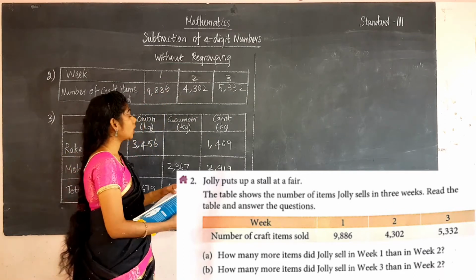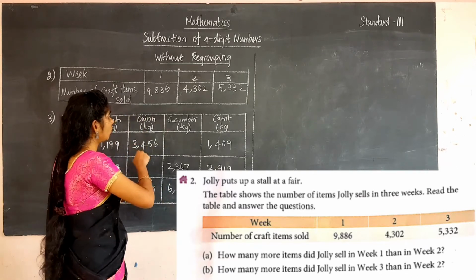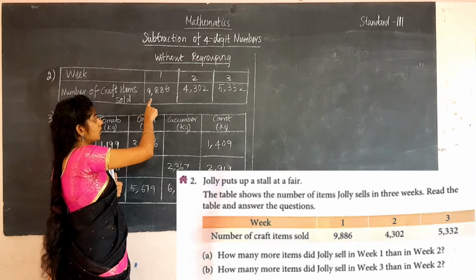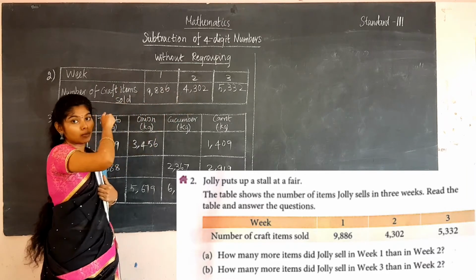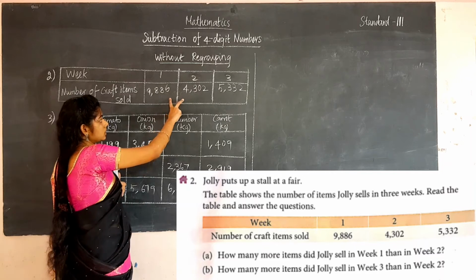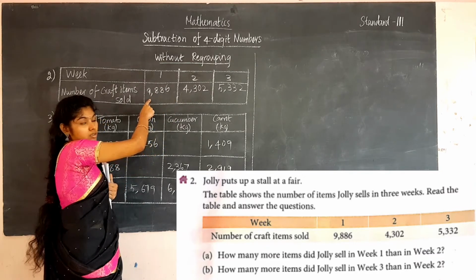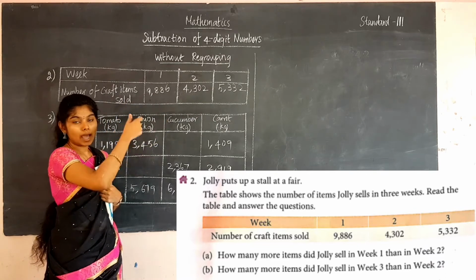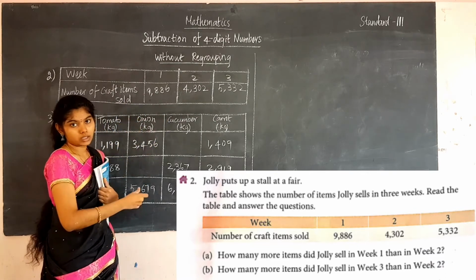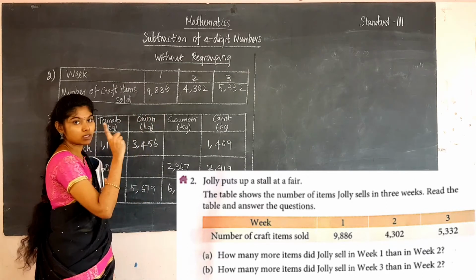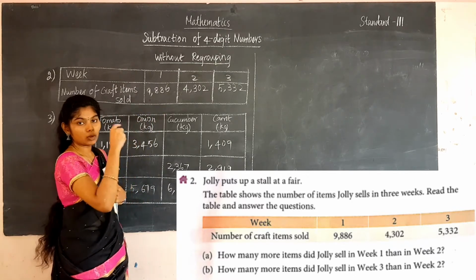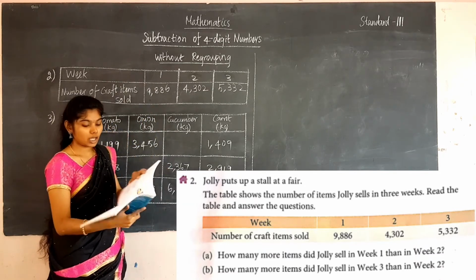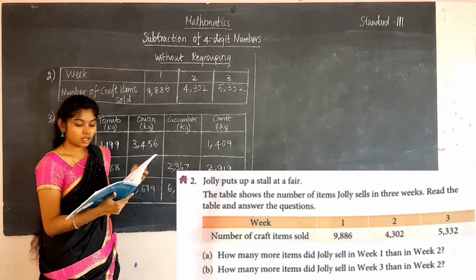To find that, we have to subtract those two numbers. First we have to write the places up to the thousands place, because it is a 4-digit number. First write this number in the places, and the next number you write below it, and subtract in the ones place, then the tens, hundreds and thousands place. If you subtract, you will get the answer to the first question. You are going to do this one also as homework.